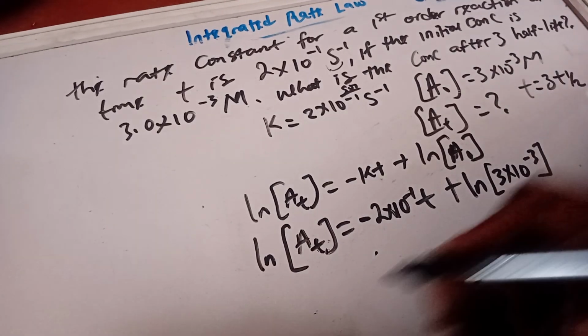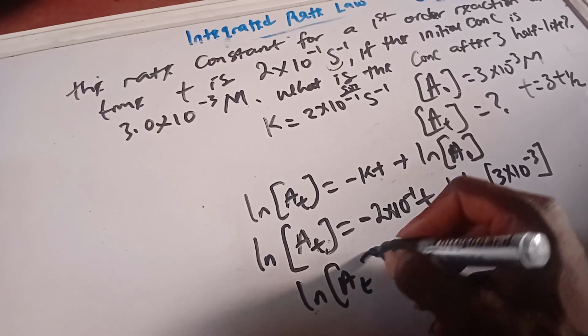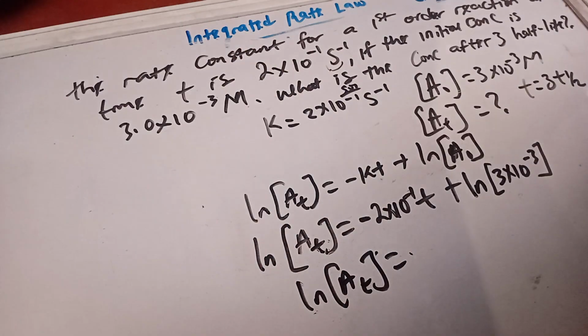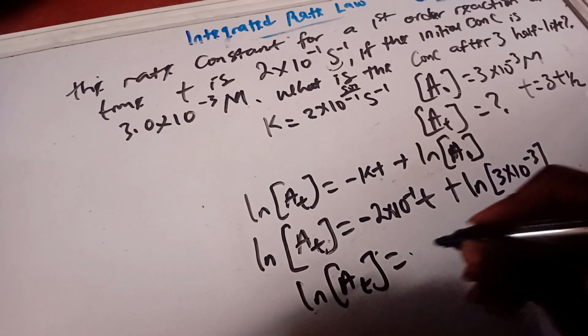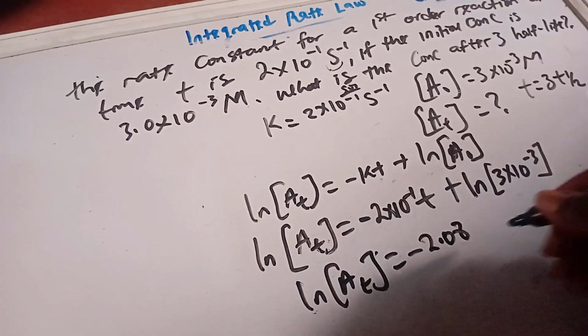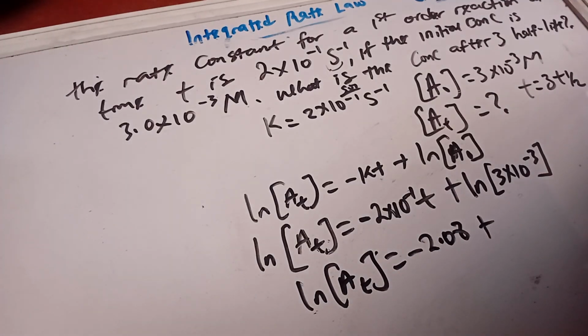So now we are going to have ln At equals 10.4 times this times 2 times 10 raised to the power minus 1. 10.4 times 2 times 10 raised to the power minus 1 gives us 2.08. So here we have minus 2.08, this times we look for our time, plus what? ln of 3 times 10 raised to the power minus 3. Let's type it in our calculator: 3 times 10 raised to the power minus 3, ln of the answer.